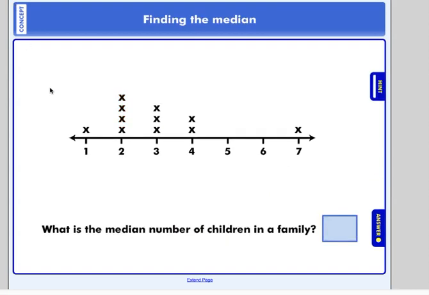Here's an example of a question where you might need to find the median. What is the median number of children in a family? Pause the video again. Find the answer to this. Remember, you've got to put your numbers in order, cross off at both ends until you reach the middle, and then use your notes if you need to remind yourself what to do.